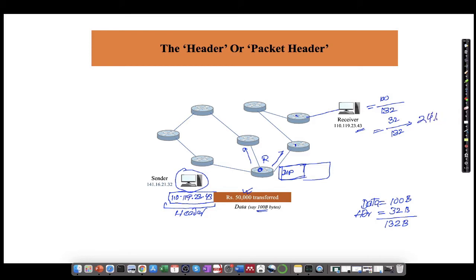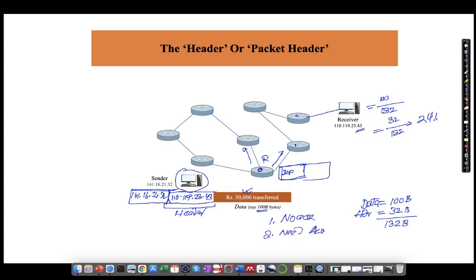Now, suppose that the sender wants the receiver to send one acknowledgement on receipt of the data. In that case, the sender also has to include its own address, which is the source IP, in this case 141.16.21.32. In the first case, acknowledgement was not required. But in the second case, we need acknowledgement.